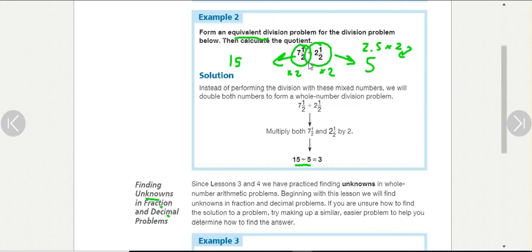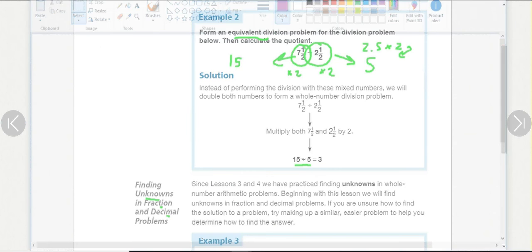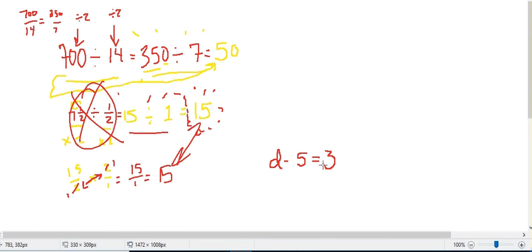Why don't we find unknowns in a fraction and decimal problem? Since lessons 3 and 4, we've been practicing finding an unknown number in arithmetic. Beginning with this lesson, though, we'll find unknowns in fraction and decimal problems, not just whole numbers. So they're saying we've done this before.